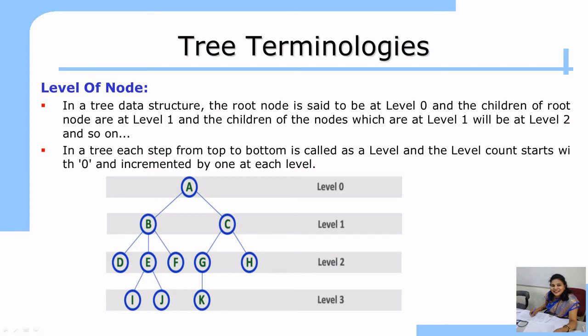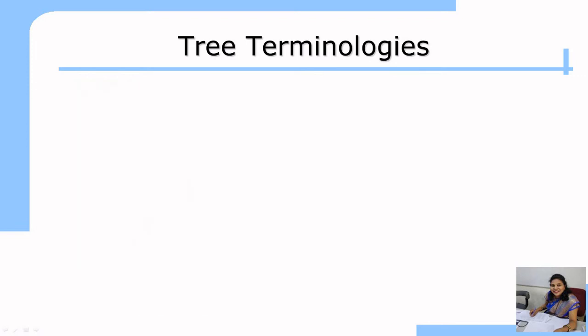So each node has the level of its parent plus 1. The level of any child is calculated as the level of its parent plus 1. So take an example, K has level 3. Who is the parent of K? G. G has level 2, so 2 plus 1 is 3. So every child has a level number of its parent level plus 1.